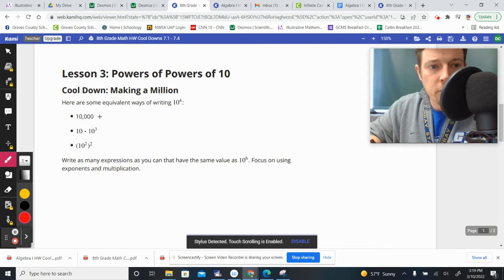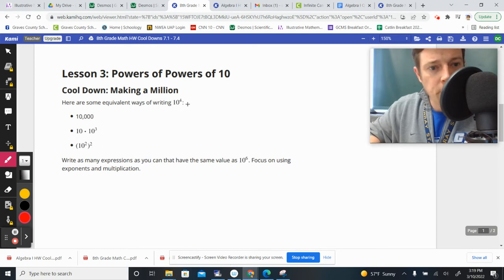We have 3 different ways to equivalently write 10 to the 4th power. We can multiply it out and actually get the value that it is, 10,000. We can show that it's the same as 10 to the 1st times 10 to the 3rd, because now that we know when we multiply these exponents, we can add those together to get 4. And then, like we learned in class today, we can take a power to a power, and those 2's actually get multiplied to show that that's 4.